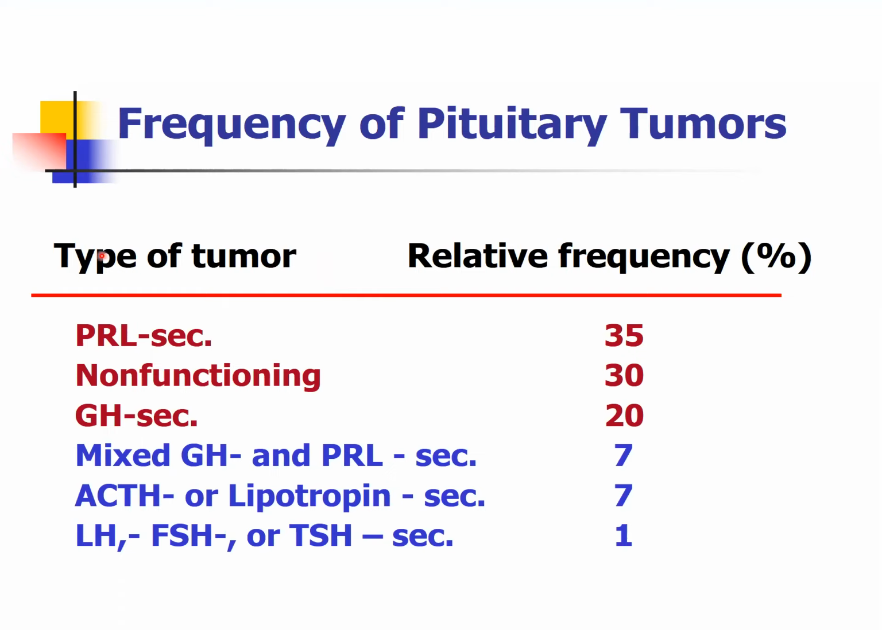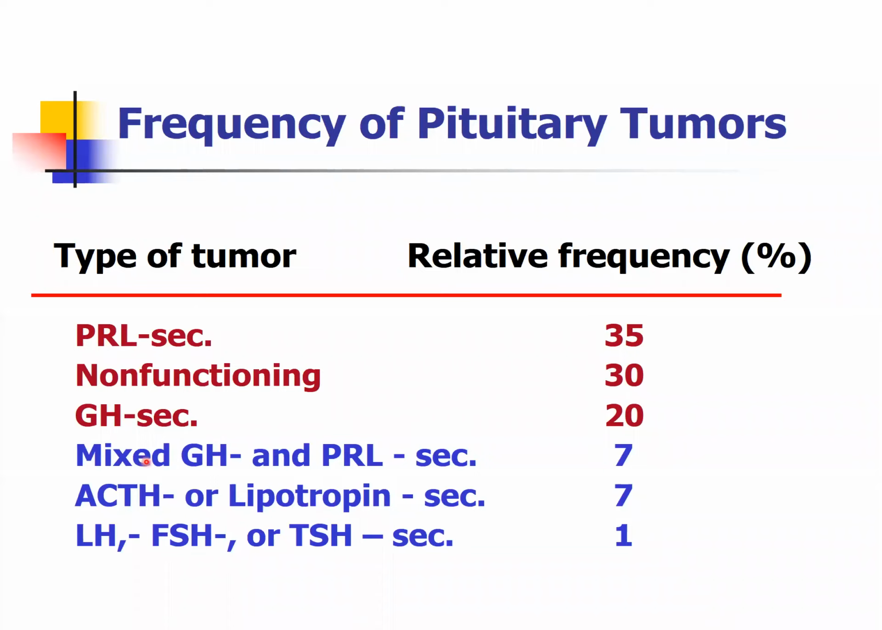And here they are listed based on incidence. The highest incidence is the prolactinomas. Then non-functioning tumors, about 30%, so this is one third, and the growth hormone secreting tumor is about 20%. So these three are the most common pituitary tumors.